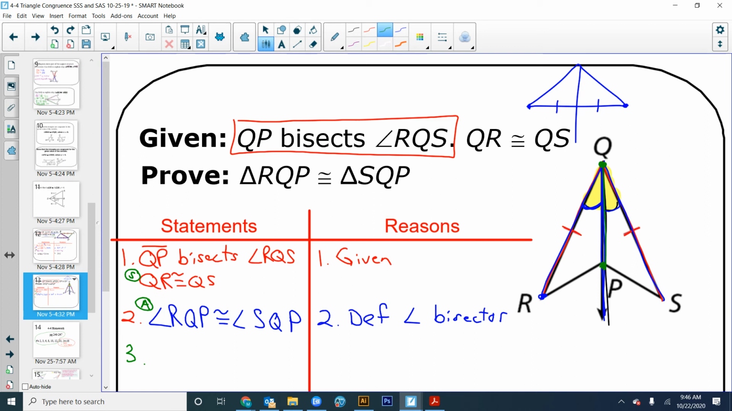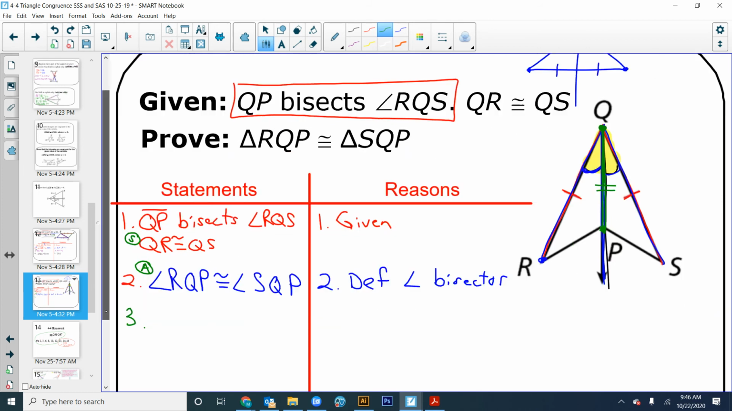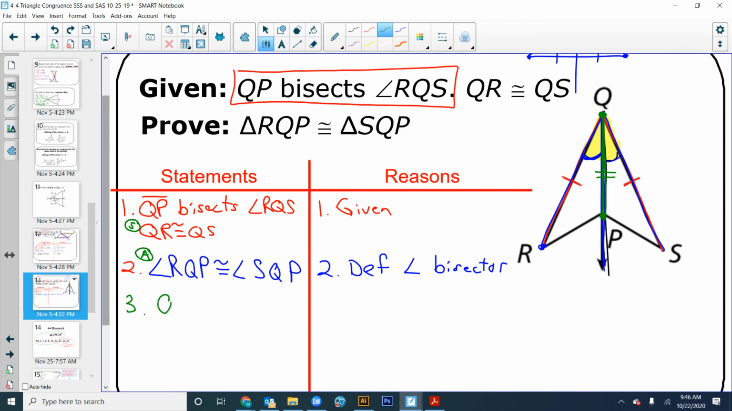Now, what about the shared side right here? When we see a shared side, which property do we think of? Reflexive. Very good. Can you name those for me? QP is congruent to QP since they're side by side. Very nice. And they were pinky to pinky, weren't they? Do you guys understand what I'm saying when I say that? Makes sense? Okay. And you said it's the reflexive property.